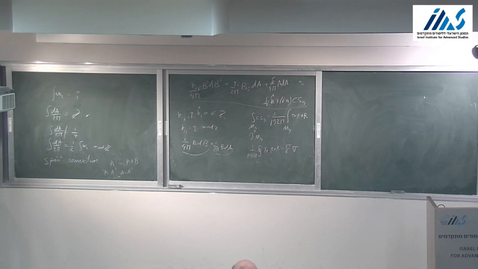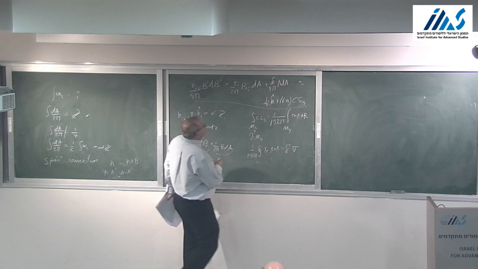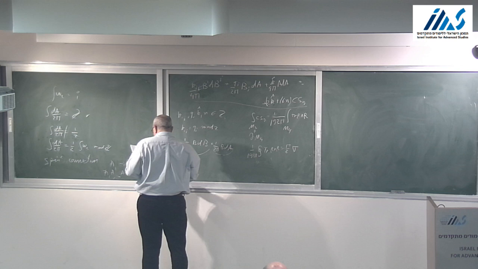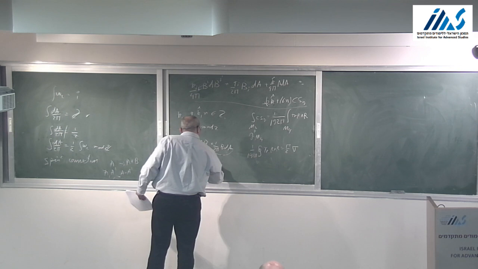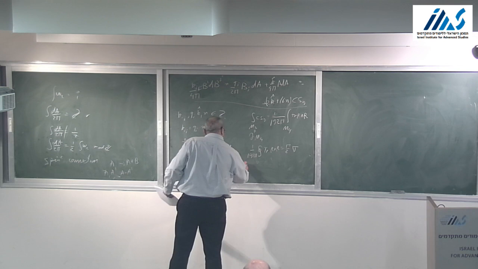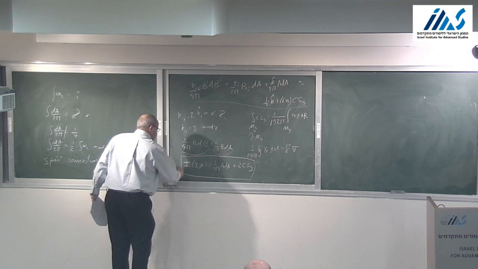A combination that is nice to consider, which will appear often, is the coefficient of k hat here. I'm going to define I, which is a function of the metric and A, as 1 over 4 pi A dA plus twice the gravitational Chern-Simons term. And this linear combination is well defined on a spin C manifold.